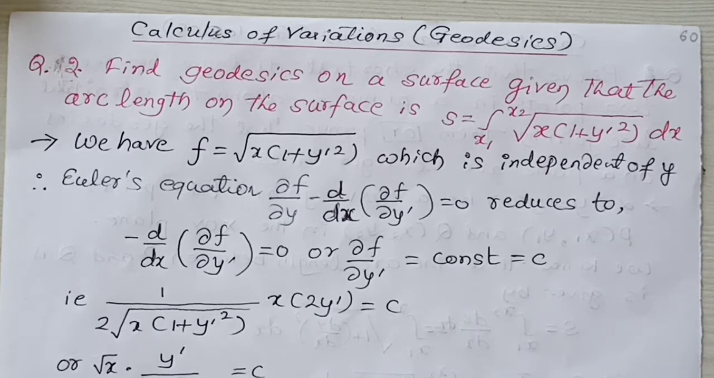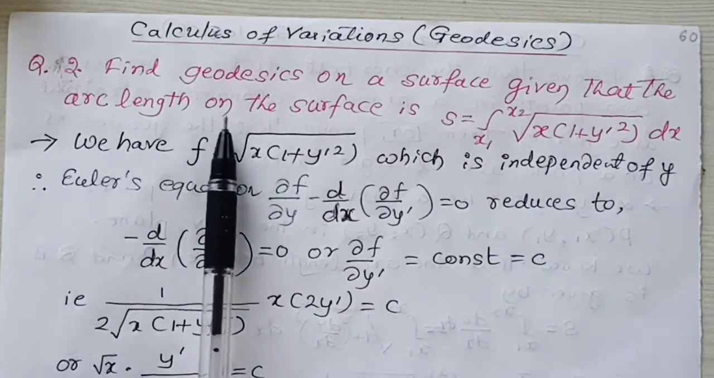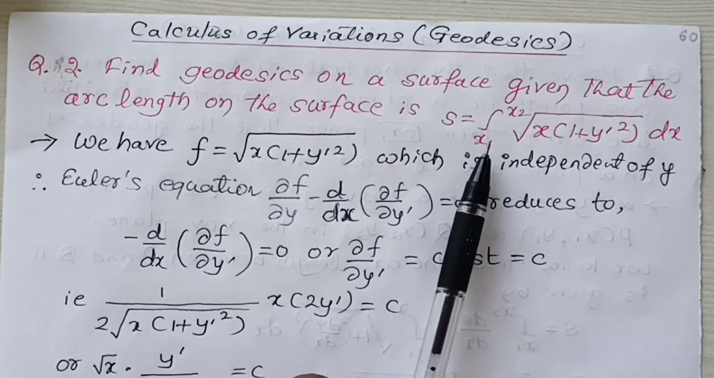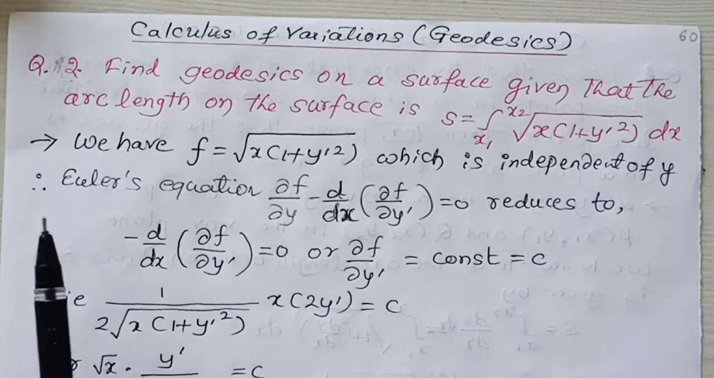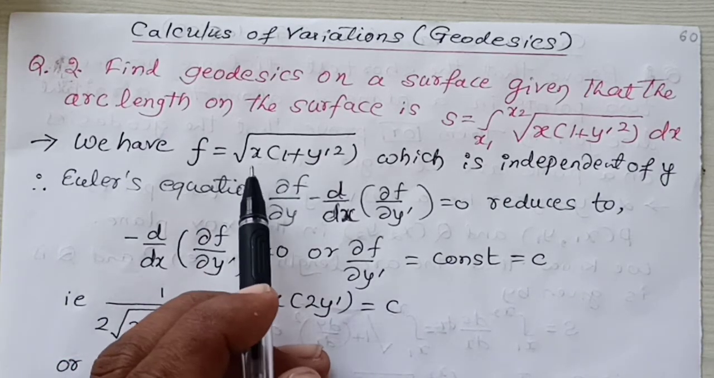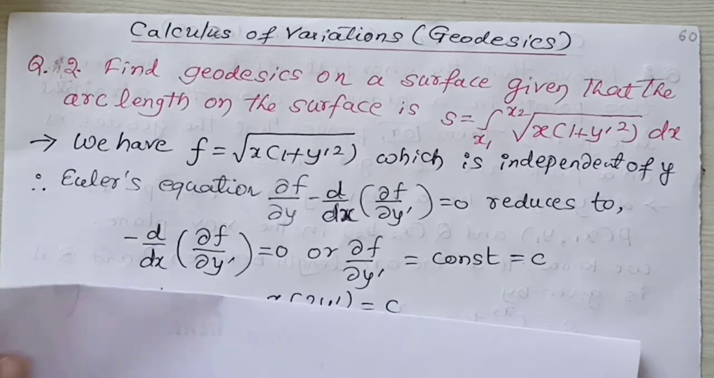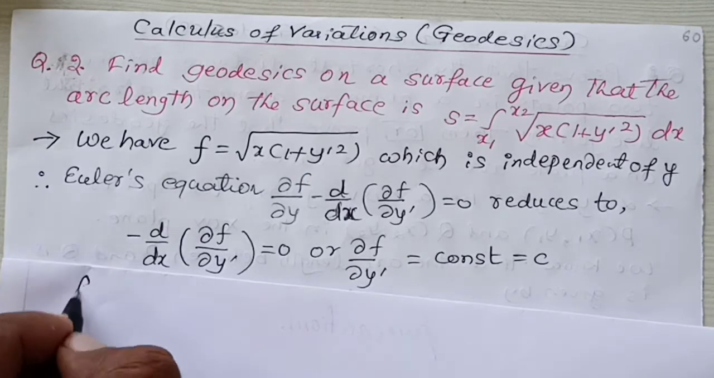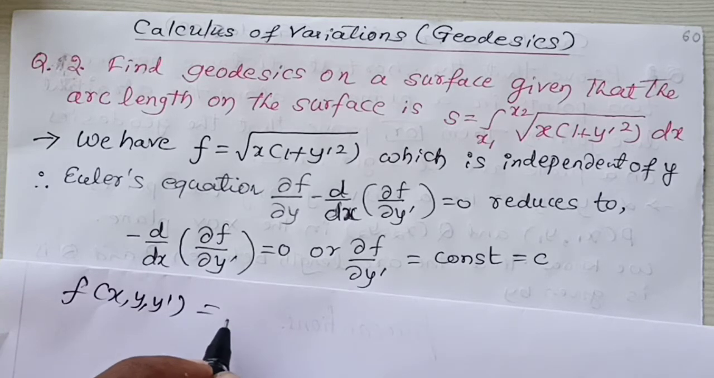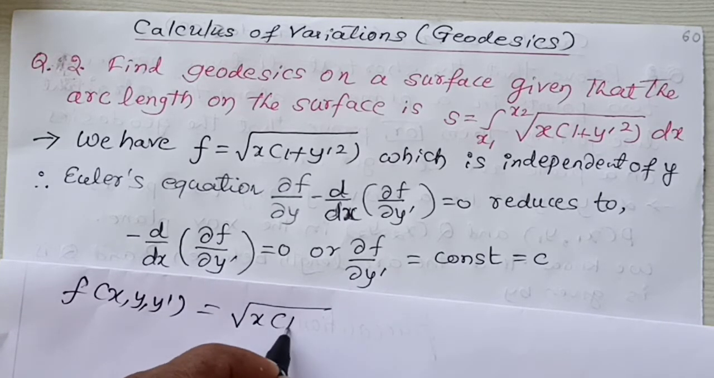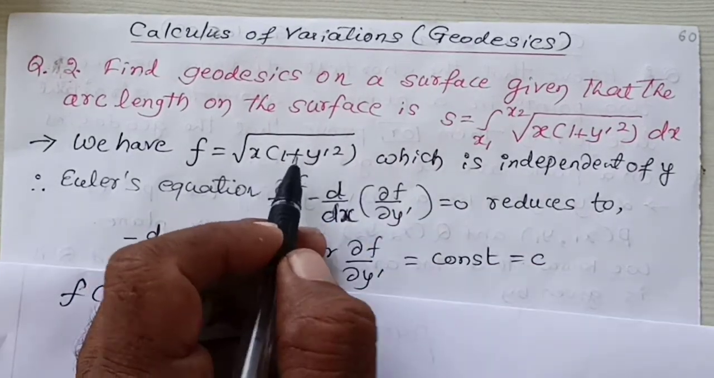Question number 2: find geodesics on a surface given that the arc length on the surface is S equals the integral from x1 to x2 of the square root of x into 1 plus y dash square, dx. So we have f of x, y dash equals square root of x into 1 plus y dash square, which is independent of y.